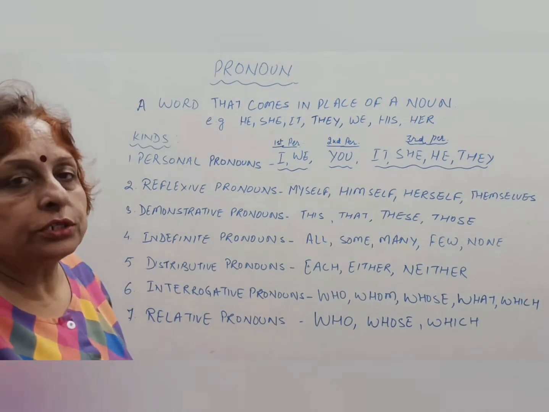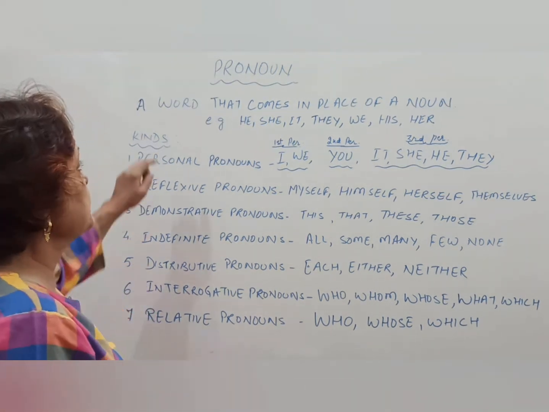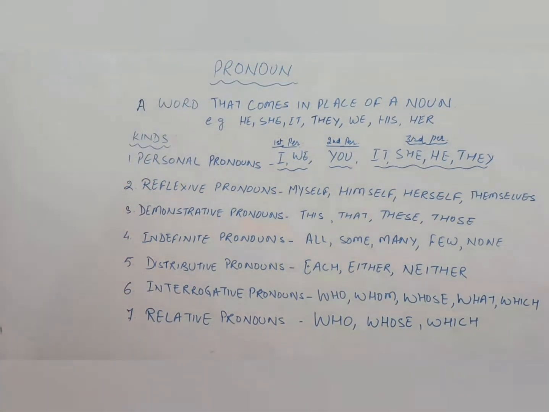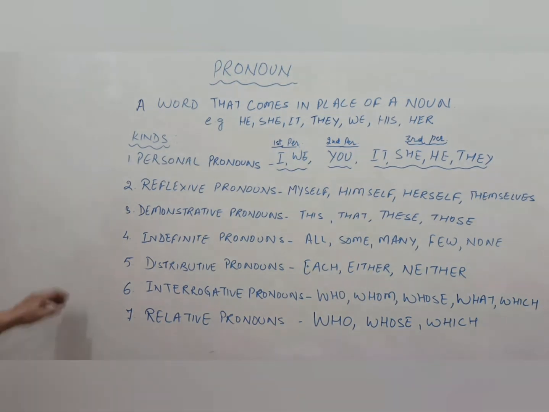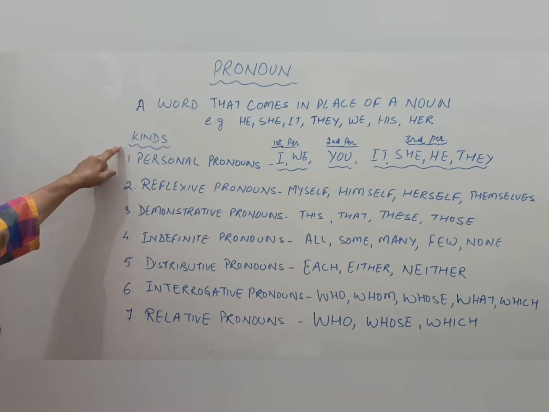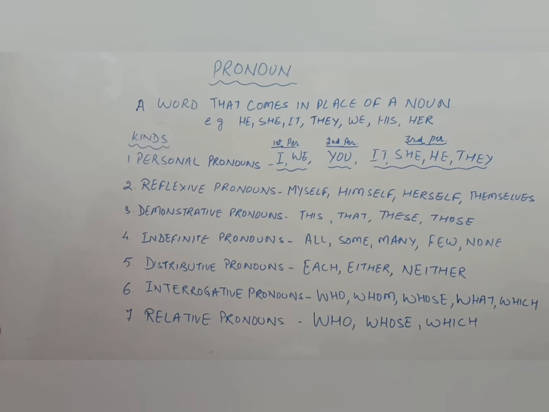Now let us see what a pronoun is. A pronoun is a word that comes in place of a noun. For example, he, she, it, they, we, his, her. Now let us see how many kinds of pronoun there are. Number one, personal pronouns: I, we, you, it, she, he, they.